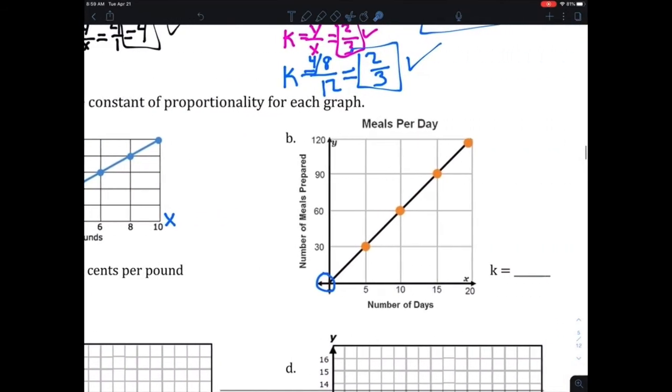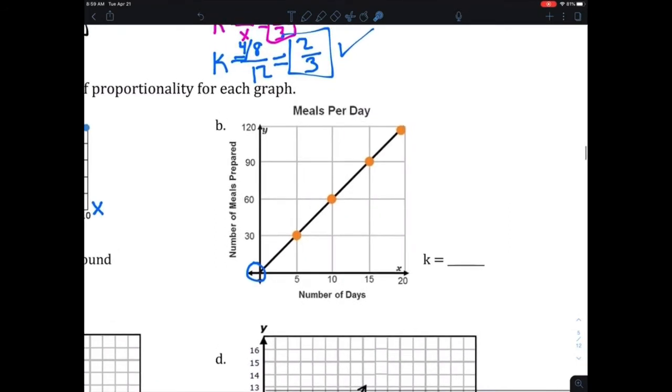Okay, let's try one on our own over here. Same thing. K equals y over x. Let's go ahead and label. These are actually labeled for us right here. Here's my x. Here's my y. Good. That's perfect. Makes life easier for us. So we have 1, 2, 3, 4 sets of points here we can use.